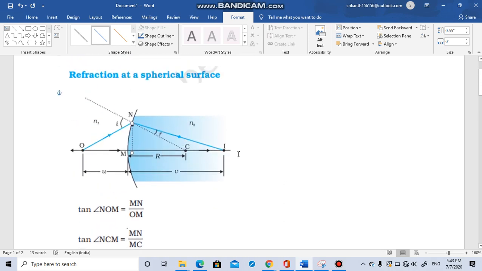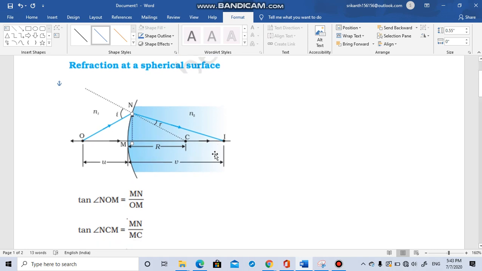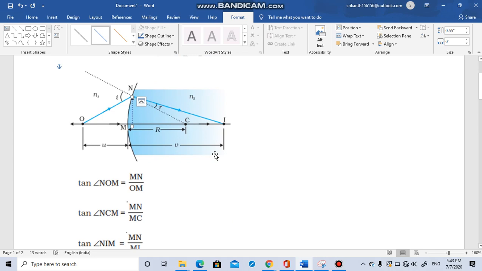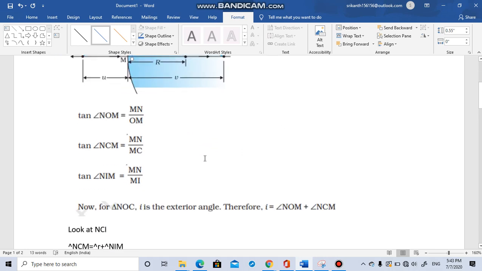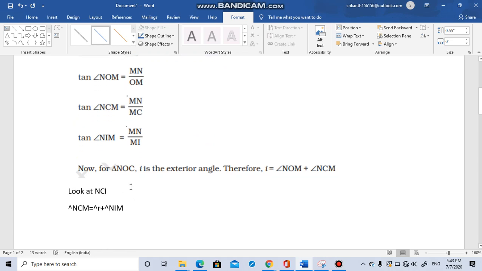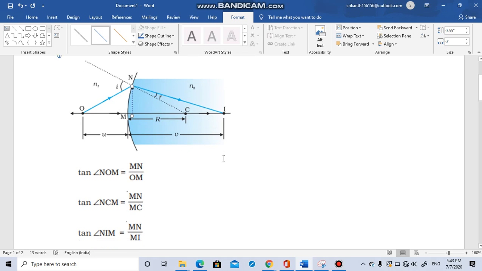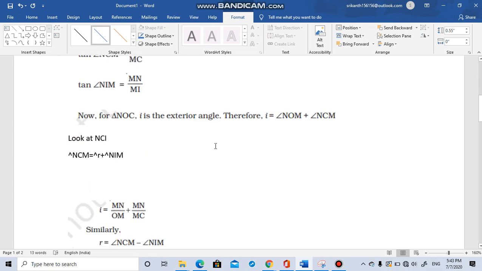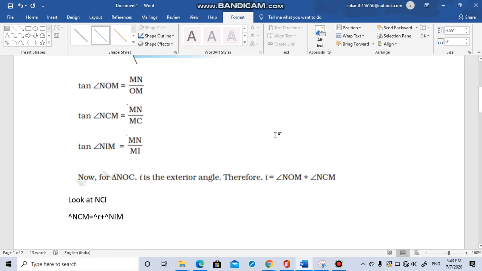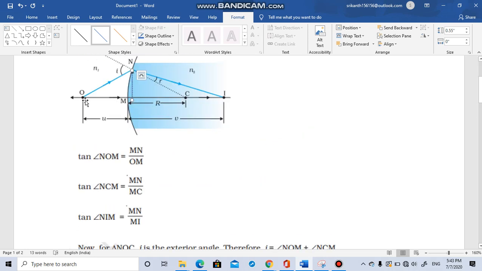Now we are trying to establish a relationship between the distances and the focal length or the radii. We are trying to establish a general relationship. Now look at the triangle NOC. You can see that this I is an exterior angle. So this exterior angle will be equal to NOM plus NCO. So NOM plus NCM. NCM or NCO, both are the same.